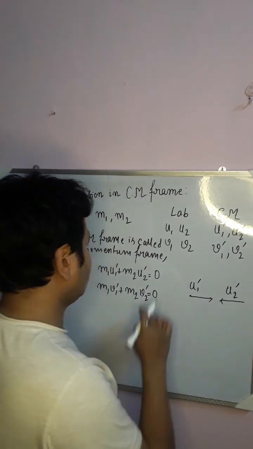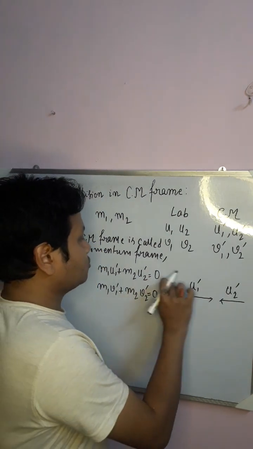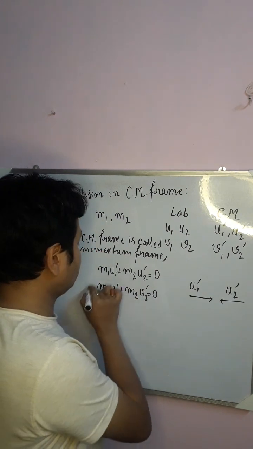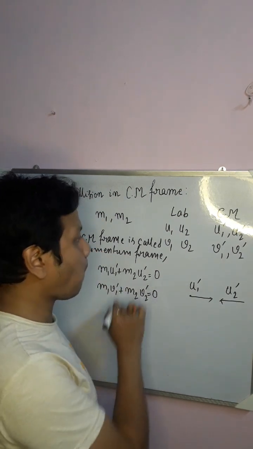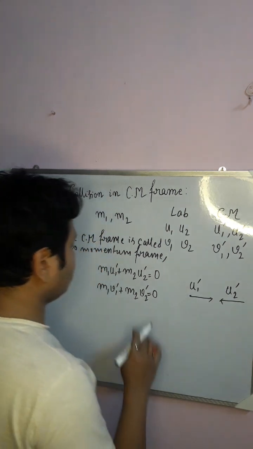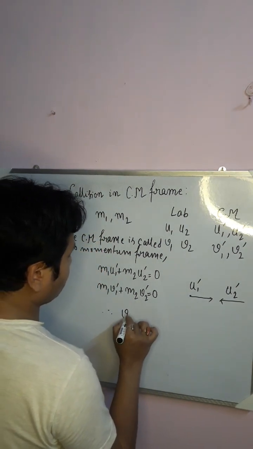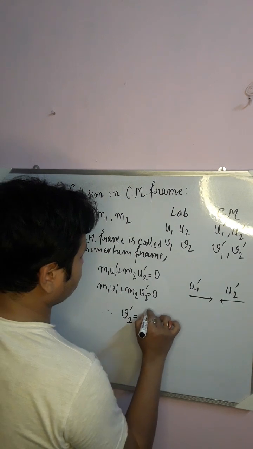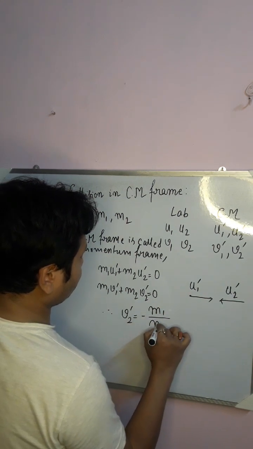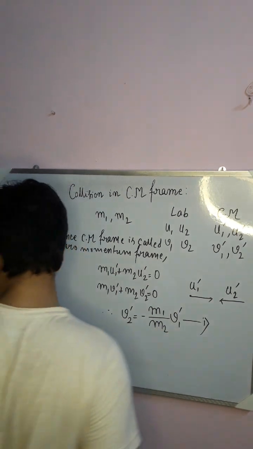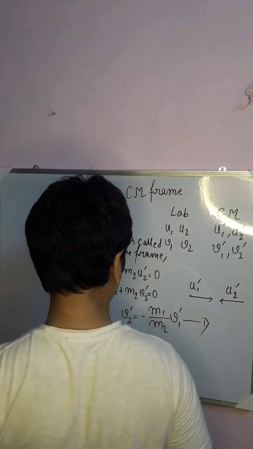Yesterday I used this equation to find the velocity. Now in today's lecture I am going to discuss this equation. The result will be the same, but today I shall use this equation. So from this equation, what will be my v2 dash? Simply minus m1 by m2 into v1 dash. We can write this.